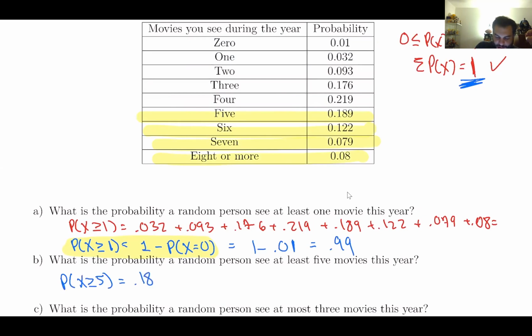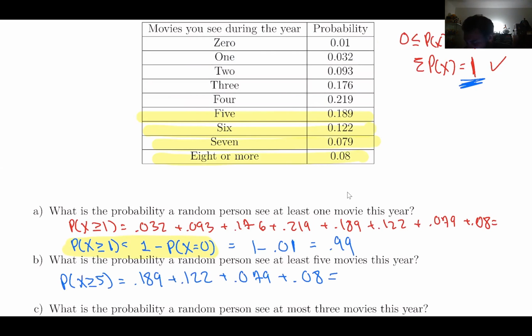So we're going to do 0.189 plus 0.122 plus 0.079 plus 0.08. So I'm going to go ahead and add that up on my calculator. So if I add that up in my calculator, I get 0.47. Cool. Everybody good for B?